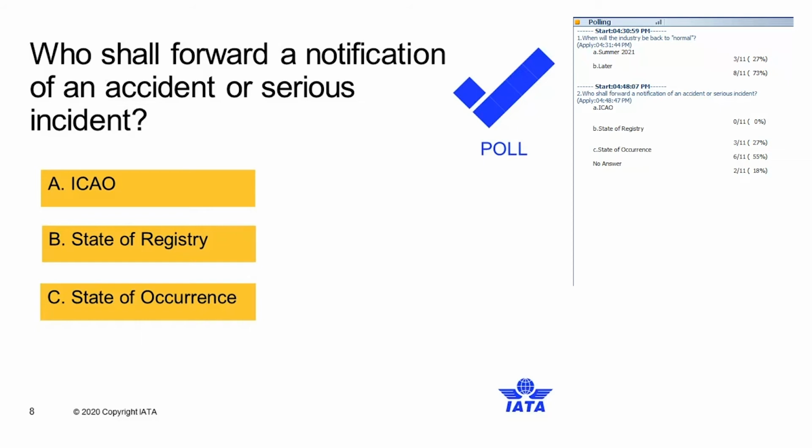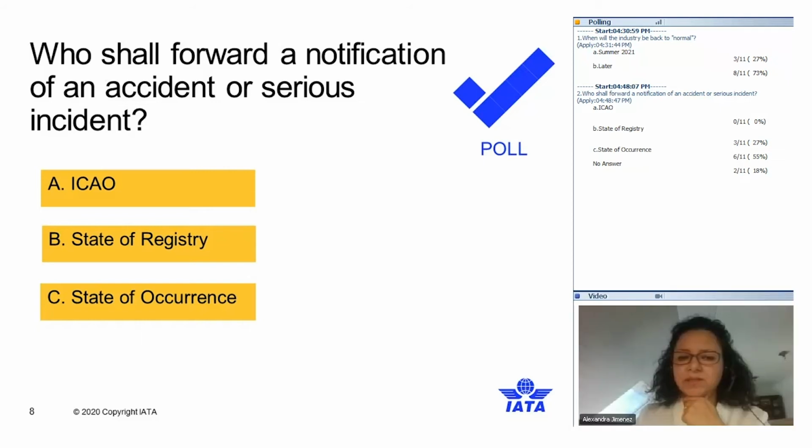So they don't have the legal justification in carrying out the investigation. They have to be invited in. So ICAO says it must be the state of occurrence. So hopefully that's clear, Alexandra.